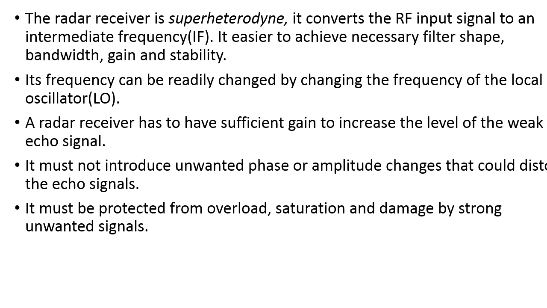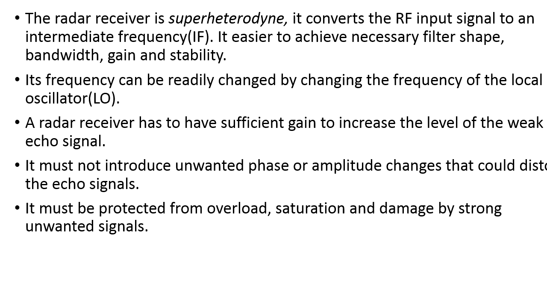And also we are going to discuss the superheterodyne receiver. Here, the received echo signal, we call that the RF input signal. Based on that we produce the output called the intermediate frequency. After that we need to perform the filter shape, gain, stability and bandwidth. And also we change the local oscillator frequency based on the received echo signal.